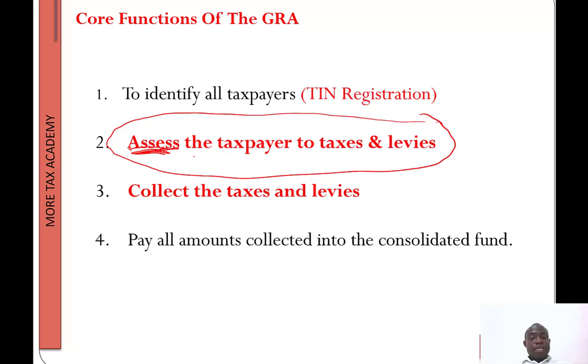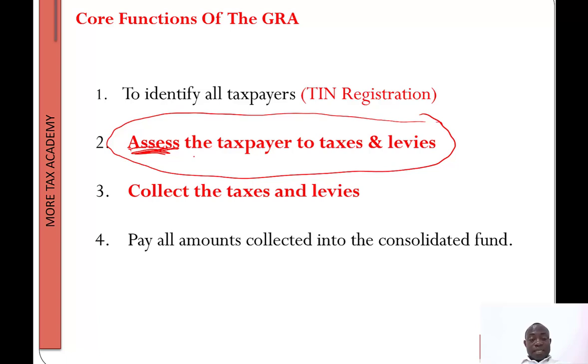Okay, so somebody has come to Ghana, has conducted business, and the law says that he must pay tax. How do you go about it? How do you assess the person so that he will pay the tax to Ghana?